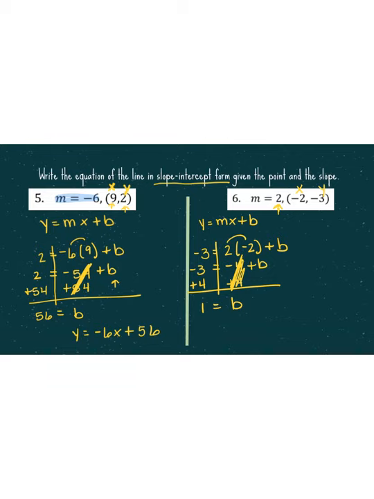So now that we know what b is, we can put it in, y equals mx plus b. So y equals, my m is that 2, I'm going to just keep my x as an x, and then I'm going to put whatever my b is. So my b was a positive 1, so I'm going to put positive 1. So y equals 2x plus 1.